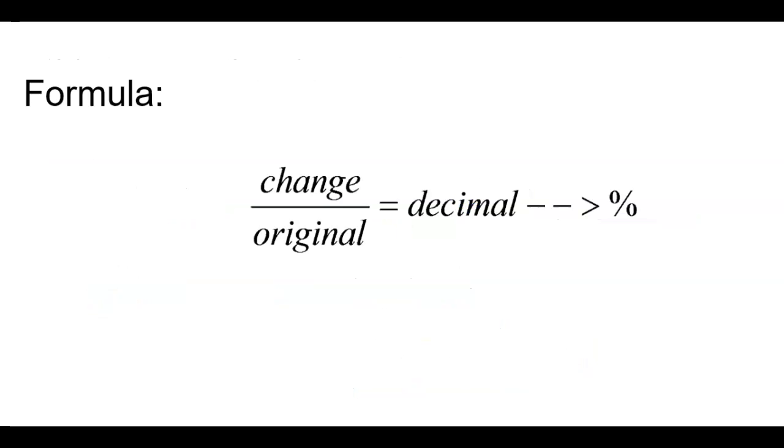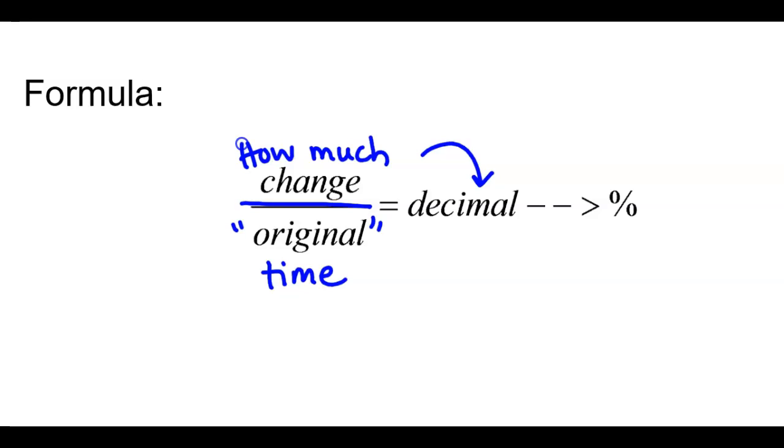And then let's talk about the formula for it. The formula for percent change problems is going to be how much did it change compared to whatever the original amount was. The original would be the one that came first in time, the one that happened first, okay? And when you divide those, that's going to give you a decimal, and then you need to convert that, move the decimal point over and convert that to a percent.